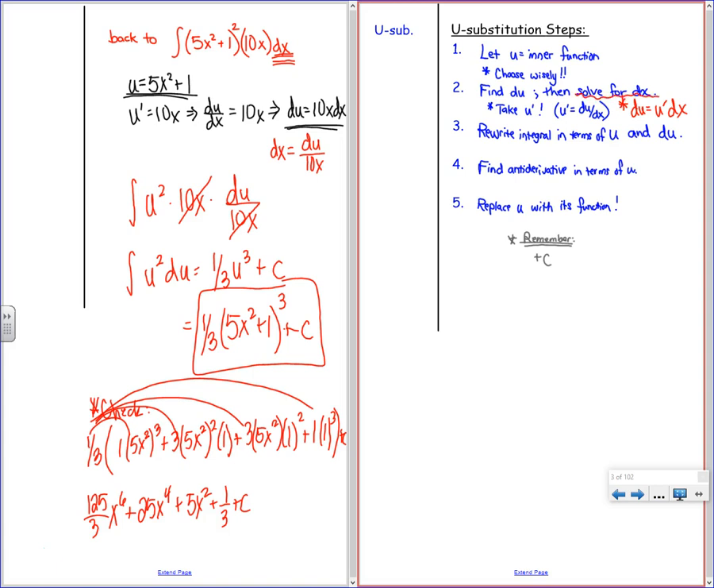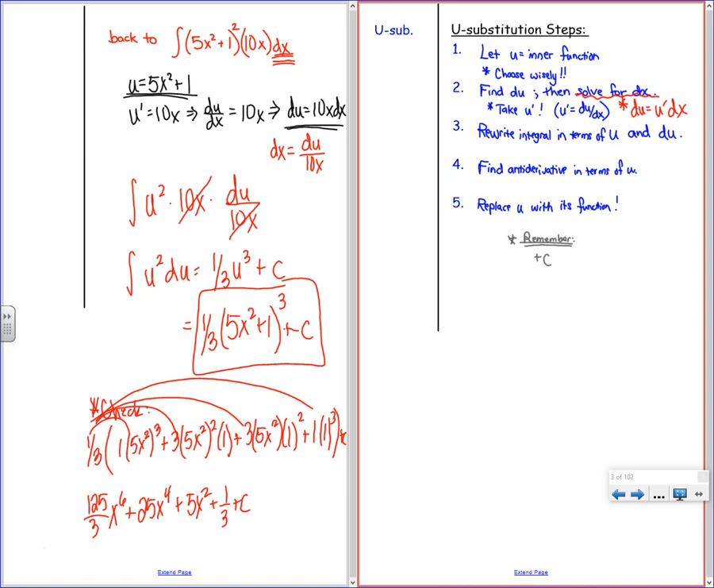Solve for dx like I did, because remember it's not always going to be pretty and perfect like this one was. So solve for dx, because dx will always be there for me to plug in. Substitute, rewrite in terms of u and du. If there are still x's left, this one, it was fine. All the x's were gone. We were legal to solve.